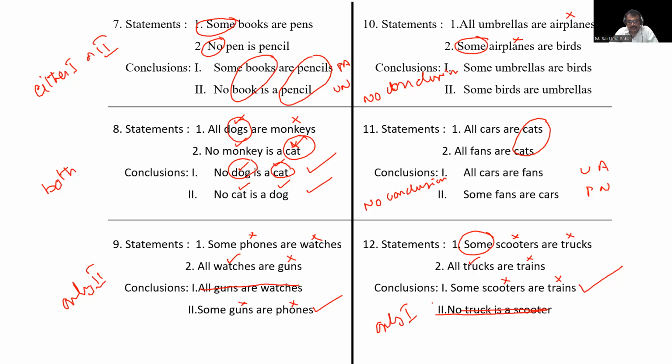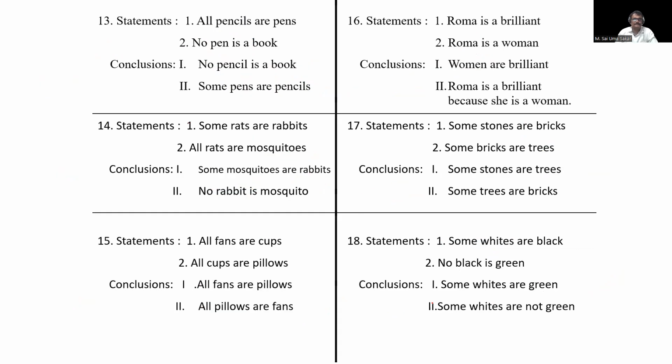Right? Go to the next one. All pencils are pens. Some pencils are pens, some pens are pencils. So second one is a valid immediate inference. Next, no pen is a book. No book is a pen. No, some pens are not books. Some books are not pens. Not there. Now come to the part of mediate inference.